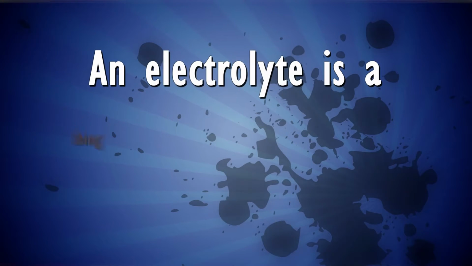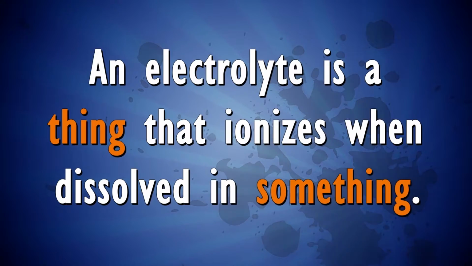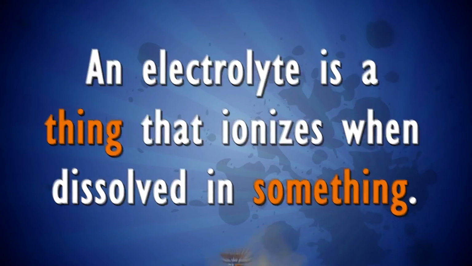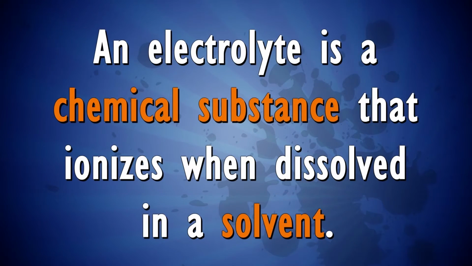An electrolyte is a thing that ionizes when dissolved in something. The lame words thing and something make this sentence overly vague. We could replace them with more specific words. An electrolyte is a chemical substance that ionizes when dissolved in a solvent. In that version, you get to impress your chemistry teacher by correctly using the word solvent. So that's awesome. And we could actually just remove the first thing entirely, and the whole sentence will end up stronger.